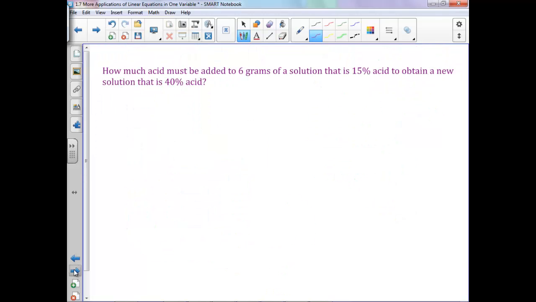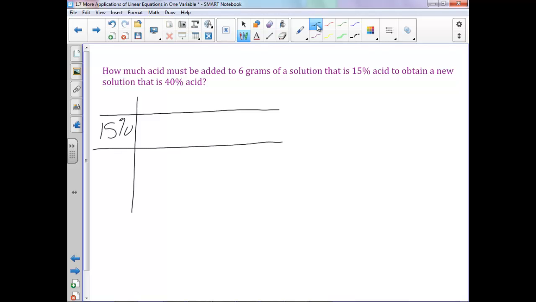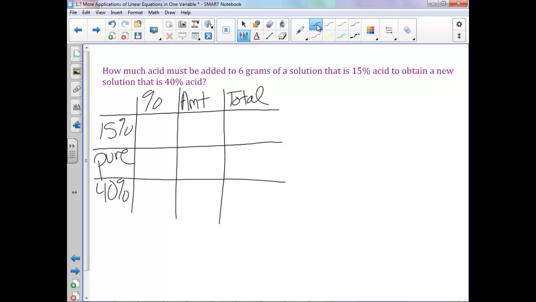And this last one is another mixture problem. This time you're actually mixing two things together like we did with our nuts. Start with our chart, the things we're mixing. We have a solution that's 15%. We're mixing the pure acid to it. We want to end up with a 40% solution. So let's fill in what we know. The 15% solution obviously has 15% acid. The pure acid is all acid, so it's 100%, which is 1. And then the 40% is 0.4.